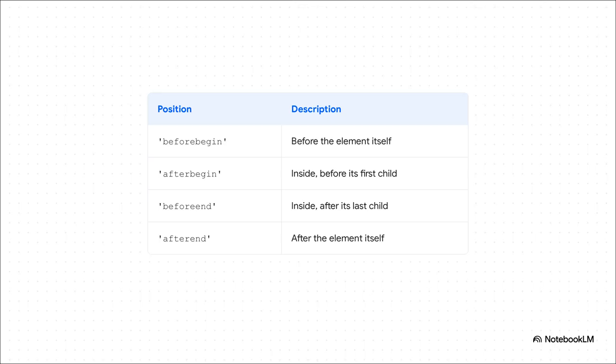insertAdjacentHTML. It gives you these 4 super specific options. As you can see, you can place your new content just beforebegin, so right before the element itself, or afterbegin, tucked just inside the front door, or beforeend, right inside at the very end, or afterend, right after the whole element. This is your go-to for really fine-tuned control.